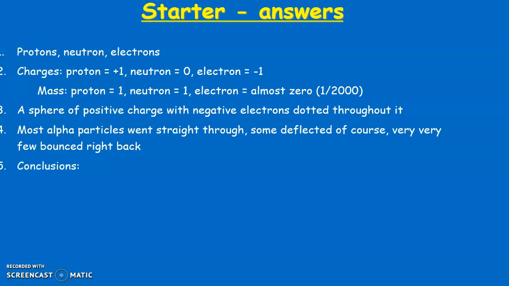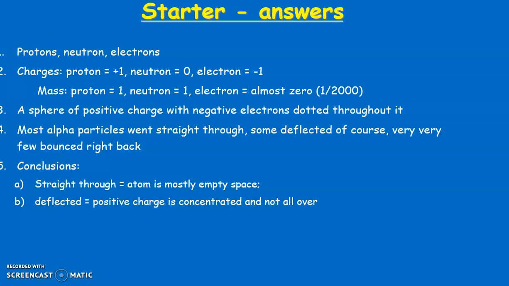What were his conclusions? That when the alpha particles went straight through, that told him the atom is mostly empty space. When the alpha particles deflected, that told him the positive charge must be concentrated, because the alpha particles were also positive charge, so they repelled with the positive charge that was concentrated. And when they bounced back, this told him there must be a tiny, tiny dense nucleus that they're hitting and bouncing back from.